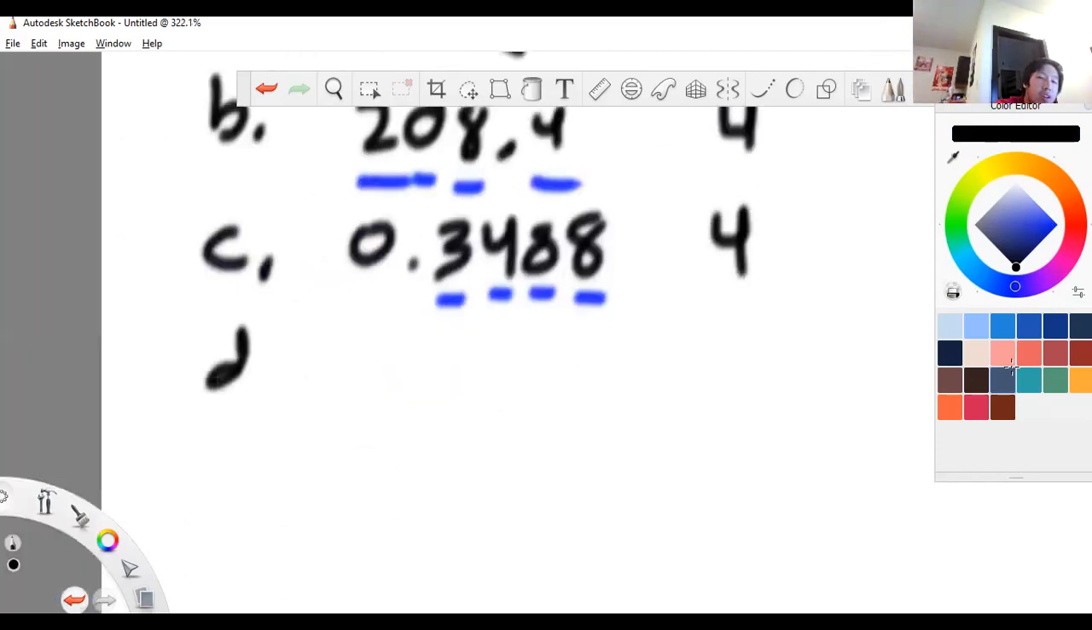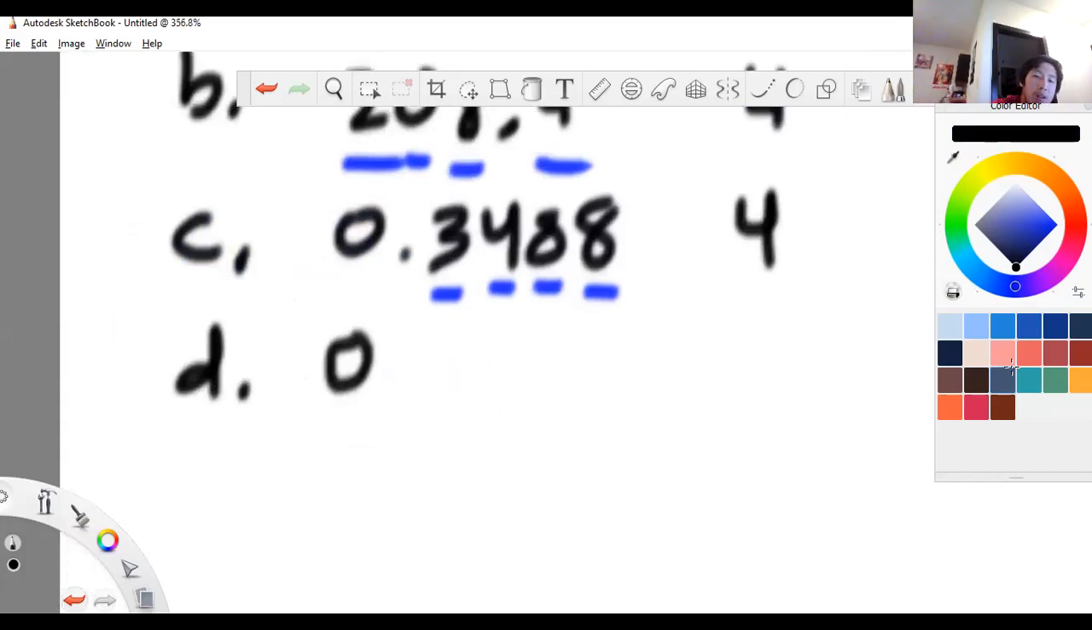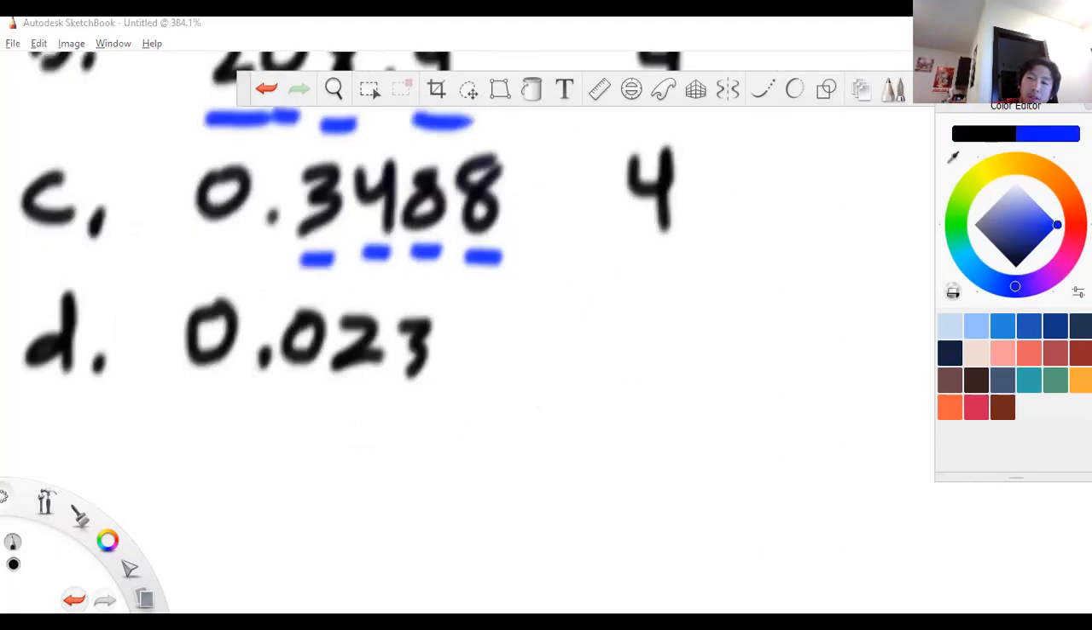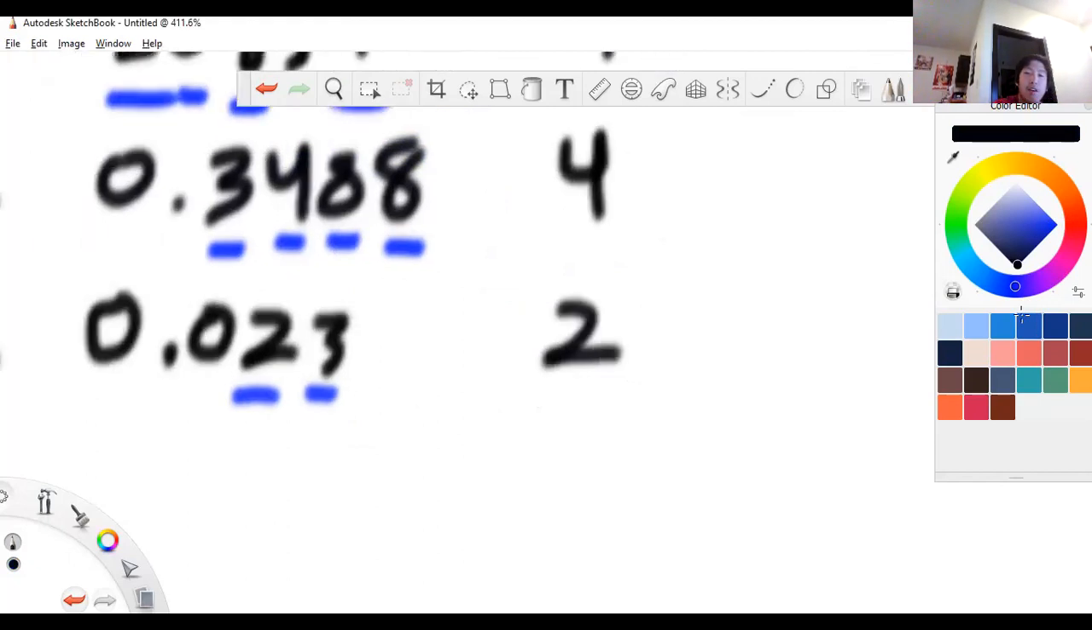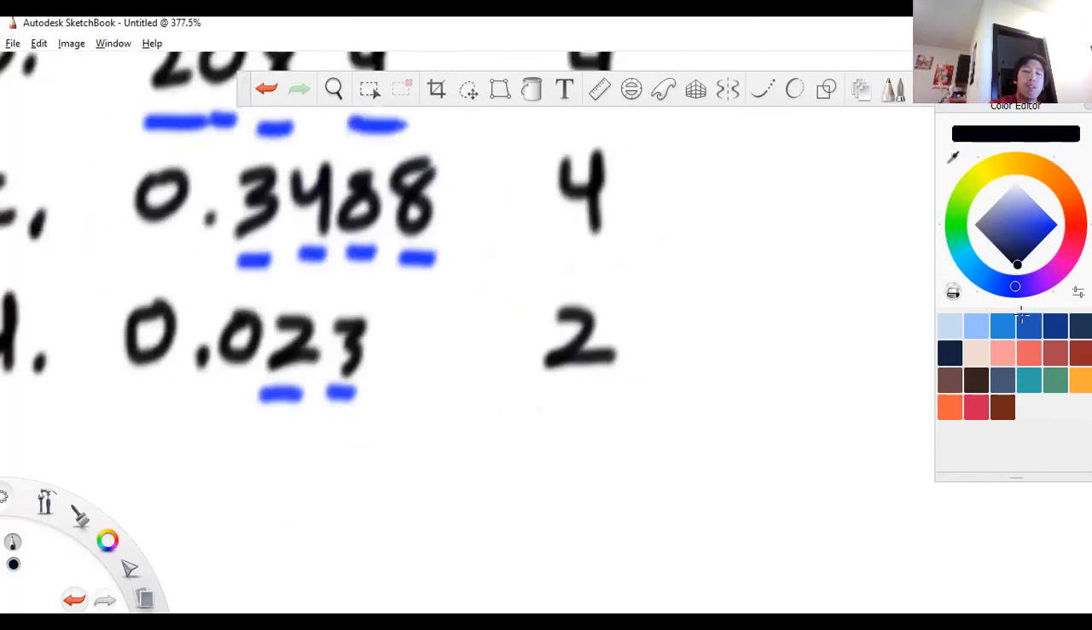Then D, an extraction process yields 0.023 grams of caffeine. So we have the zeros in front. We don't care about them, like my parents didn't care about me. And we have 2 sig figs.